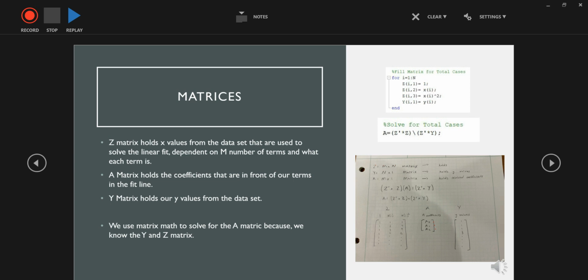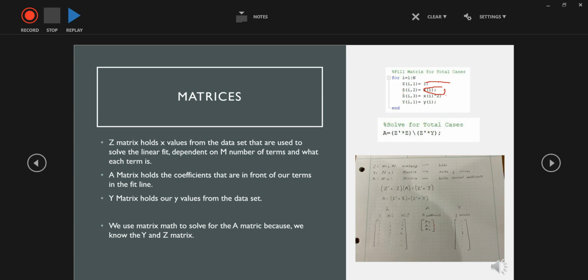So our Z matrix is going to hold our X values. If we look here, this is the coding I used to fill my Z matrix. It had 3 rows. Our first column, we're just going to fill with 1s for our a0. That's just going to give us our intercept, and we fill it with 1s because we know that'll be a constant. Our second column we know is a function of x, so it's a1 times x. For that, we're going to fill it with the x of i, so our x from our data point.